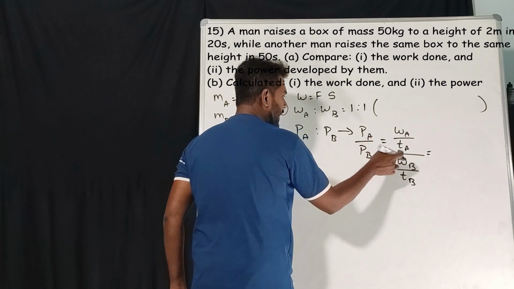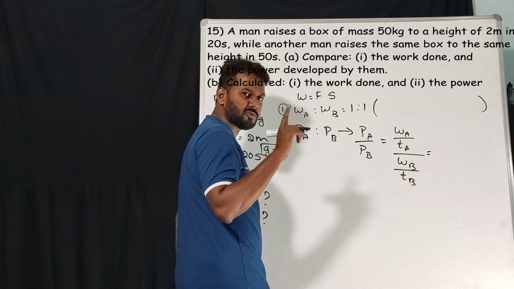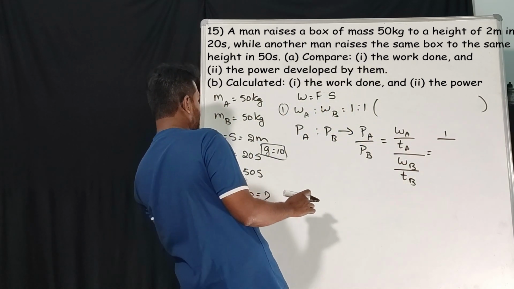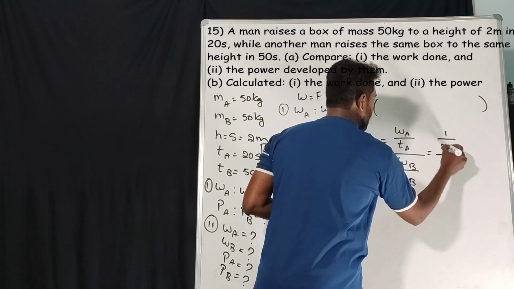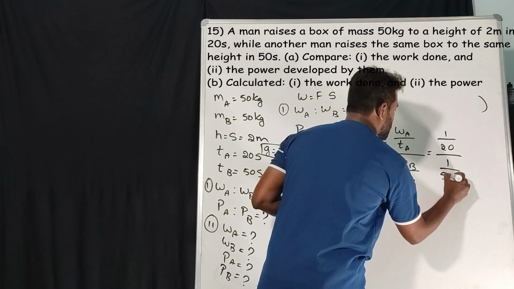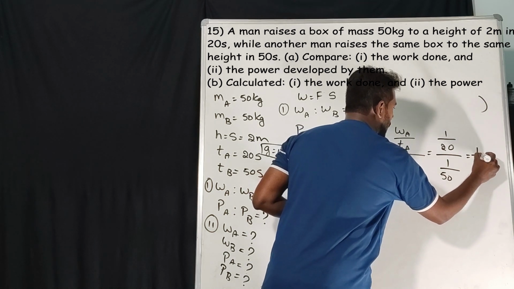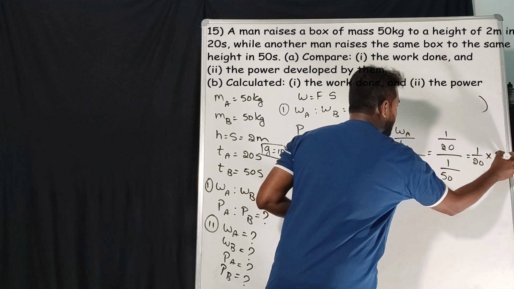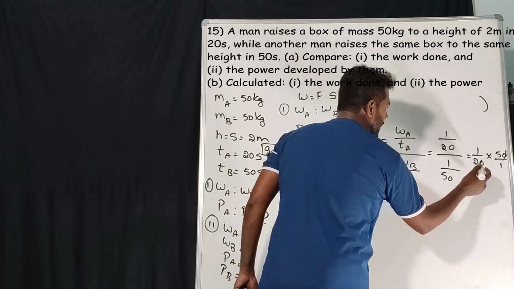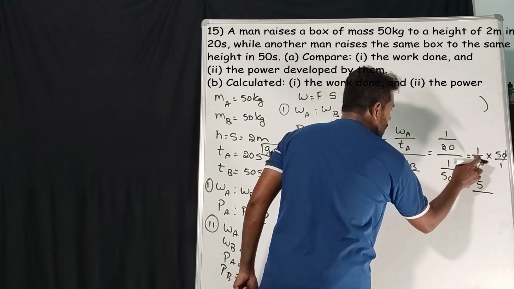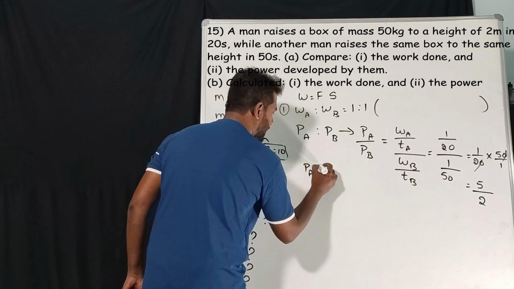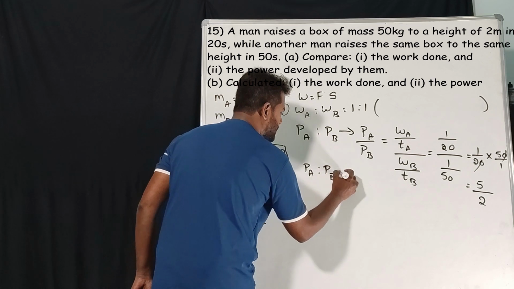We know work done by A and work done by B are the same, so we can take it as 1. So 1 for work done by A, time TA is 20 seconds, divided by work done by B is 1, time taken by B is 50 seconds. So this is nothing but 1 by 20 into 50 by 1, correct? The zeros cancel. What is remaining? 5 into 1, 5 in the numerator, 2 into 1, 2 in the denominator. So power spent by A is to power spent by B.